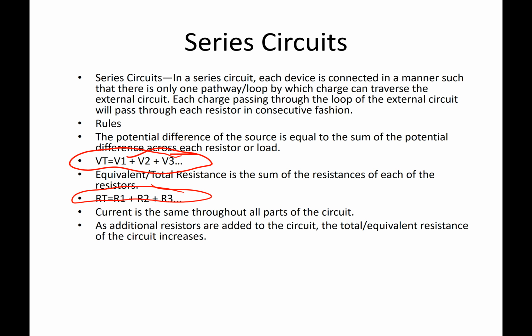The current is the same through all parts of the circuit. There's only one way for the current to go. It has to follow that path. As additional resistors are added to the circuit, the total or equivalent resistance increases. And if any part of the circuit were to burn out, let's say one of the resistors was to burn out, the whole circuit will go off because now there's not a complete pathway for the charge to travel through.